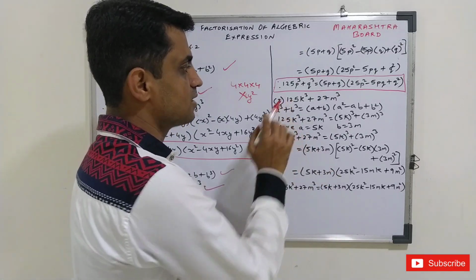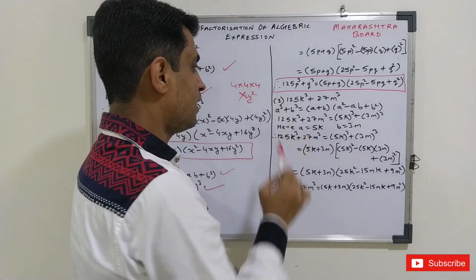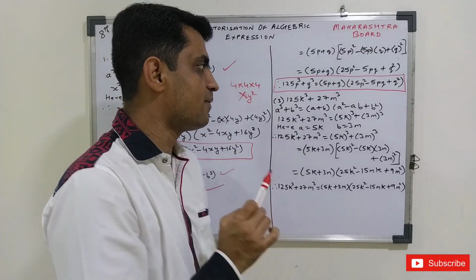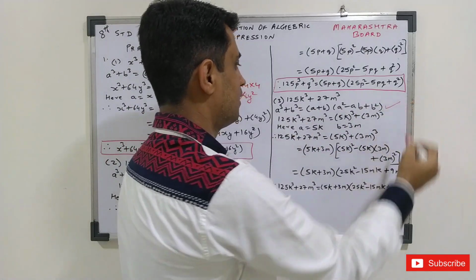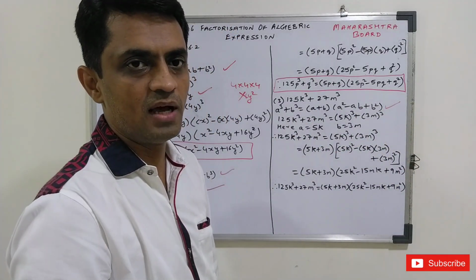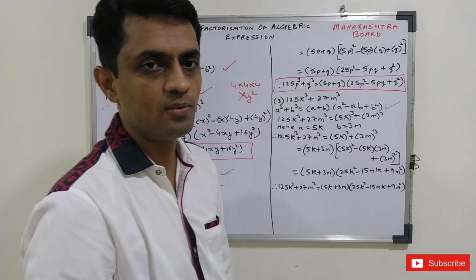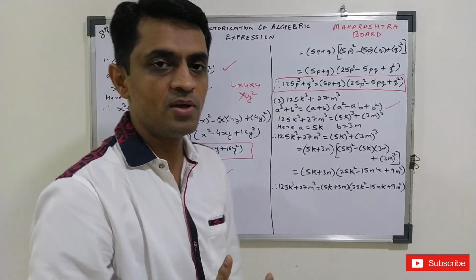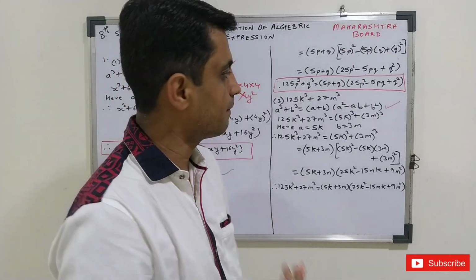Moving on with the third sum. Same way, 125k cube plus 27m cube. Now here we are writing the formula. Again I told you why to write a formula, so that you can understand where to substitute which value. So a cube plus b cube is what? a plus b, a square minus ab plus b square.